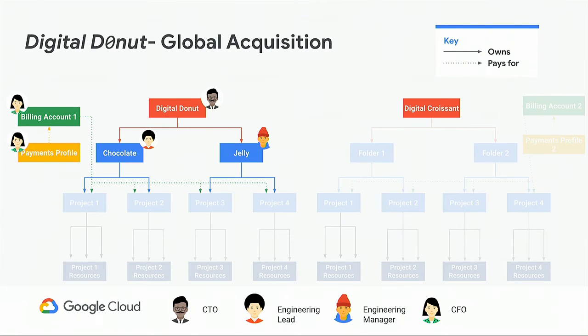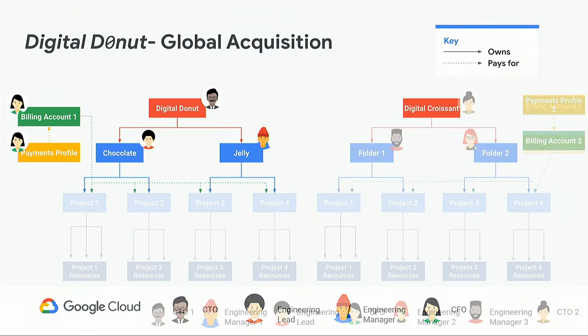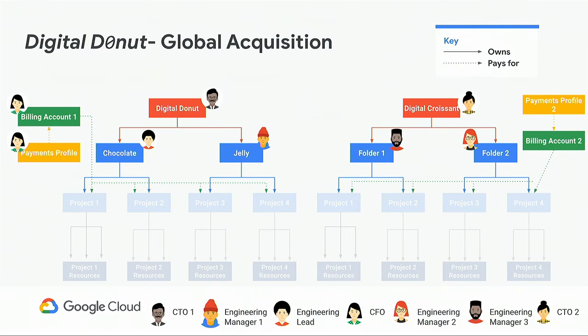Now, Digital Croissant was a great acquisition because they also used GCP services. And with that, they brought their own leadership team, their own CTO, their own engineering leads and managers. Now, we discussed that in some slides back. We discussed that there were certain scenarios where it would make sense to have multiple billing accounts and multiple payment profiles. And here's that example.